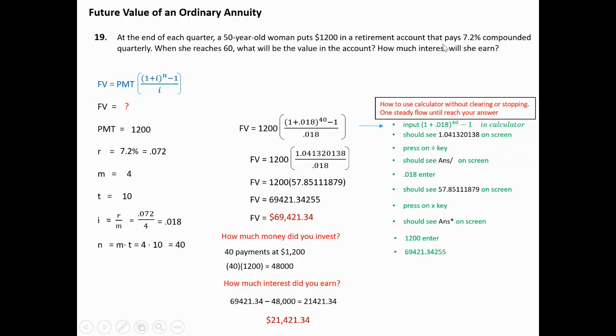But like I'm saying, they don't offer those type of interest. They don't offer those anymore. So anyway, that's how much she had in 10 years, and $21,421 was from interest. Now, let me do the last problem here. We have 5 minutes.